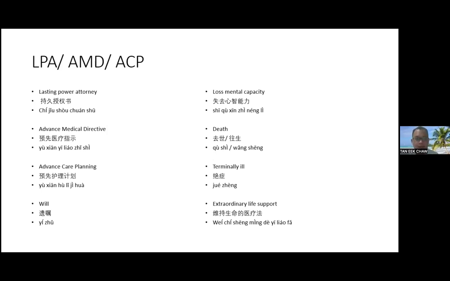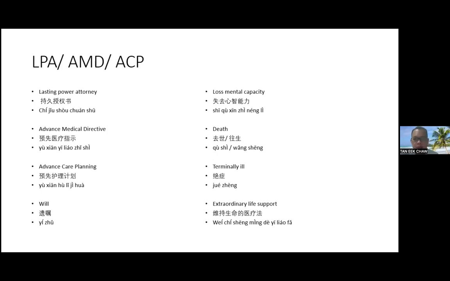And another thing is the advanced medical directive. So what is an advanced medical directive? It is also a legal document. It is for when you are terminally ill, whether you request or not extraordinary life support, for example CPR, intubation, yeah. And this document is only activated when you have lost mental capacity. And for these two, LPA and AMD, you can change them anytime if you still have mental capacity. So in Chinese, advanced medical directive we call 预先医疗指示.